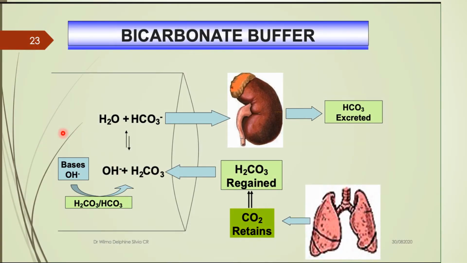When a strong base is added to the bicarbonate buffer system, the carbonic acid, the weak acid component of the bicarbonate buffer system, buffers the strong base and forms water and bicarbonate. This bicarbonate is eliminated by the renal system. At the same time, the carbonic acid level is maintained by the respiratory system.